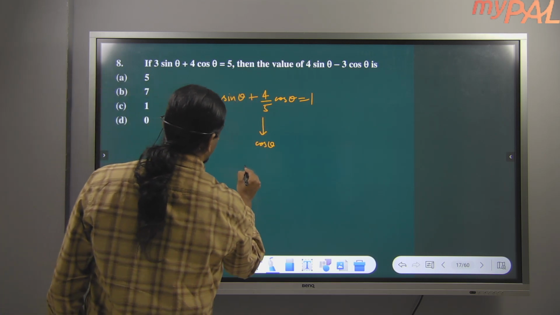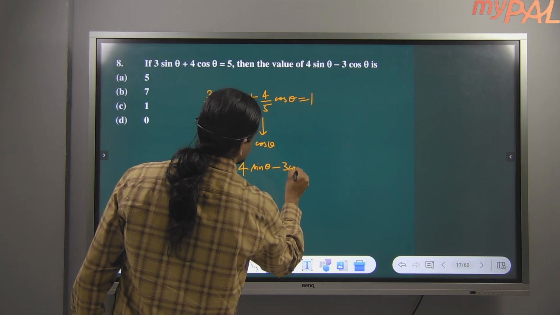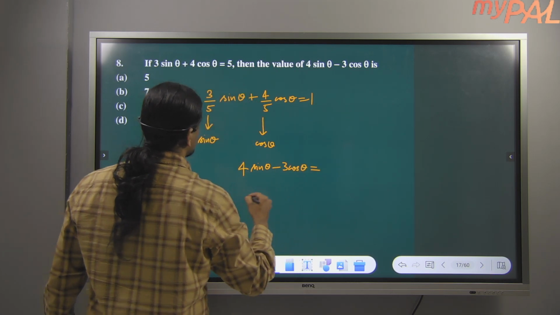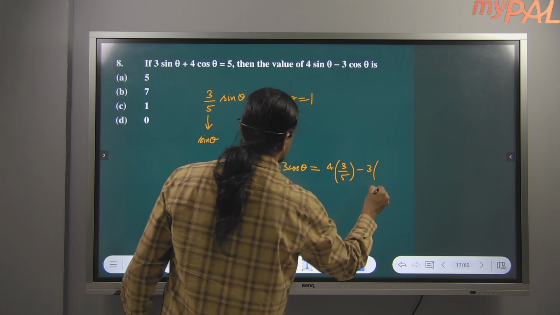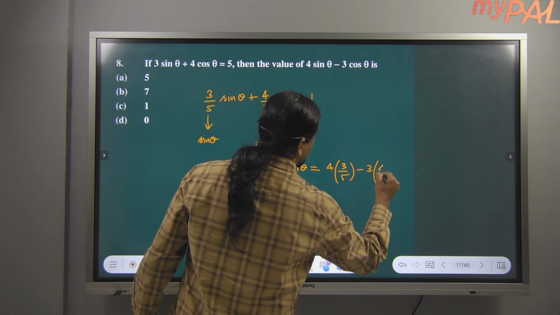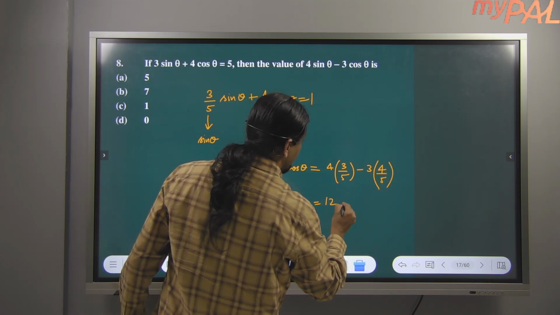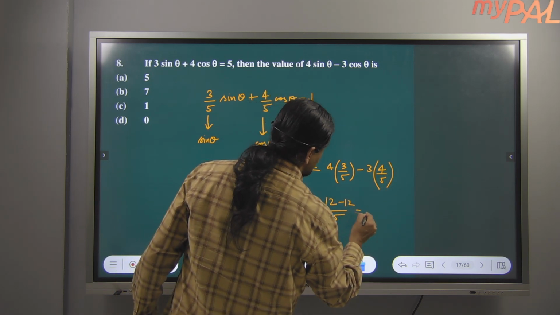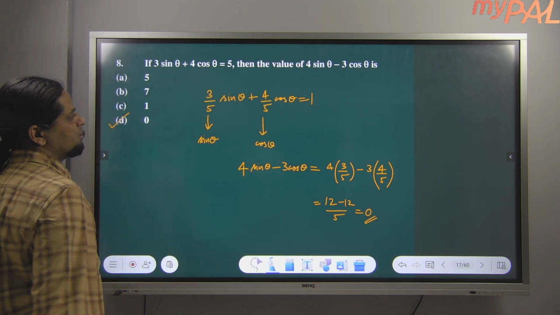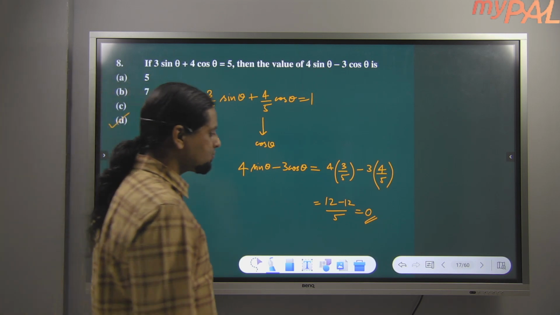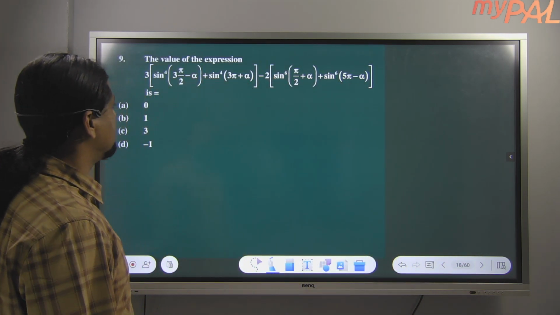I will substitute that. So I need 4 sin theta minus 3 cos theta. 4 sin theta means 4 into 3 by 5, minus 3 cos theta means 3 into 4 by 5. What is it? It's gonna be 12 by 5 minus 12 by 5. So the answer is going to be equal to 0. Option? Yes, it's gonna be Option D. Okay. So one last question we'll discuss and we'll stop.